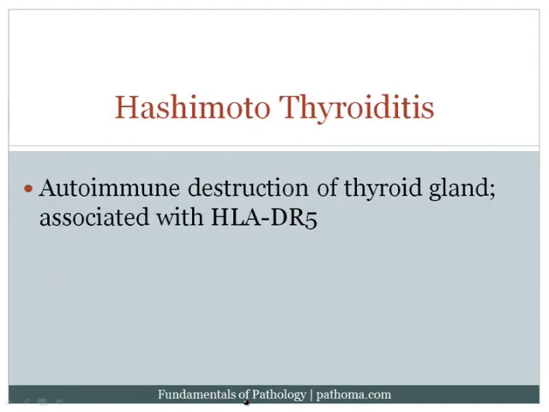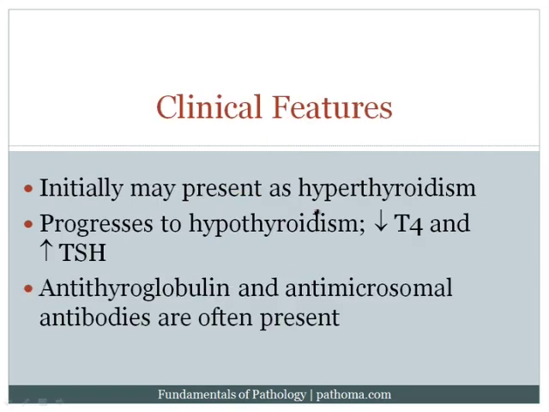Next topic is thyroiditis. The first of these is Hashimoto's thyroiditis. This is where you have autoimmune destruction of the thyroid gland. It's associated with HLA-DR5. That's particularly high yield. Again, this is the most common cause of hypothyroidism where iodine levels are sufficient. Clinical features are that it can initially present with hyperthyroidism, but eventually progresses to hypothyroidism.